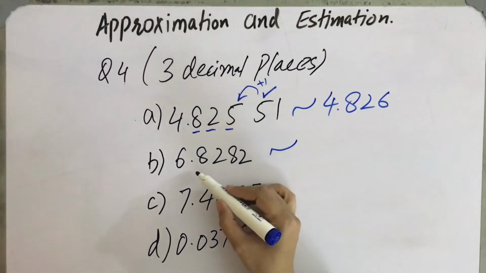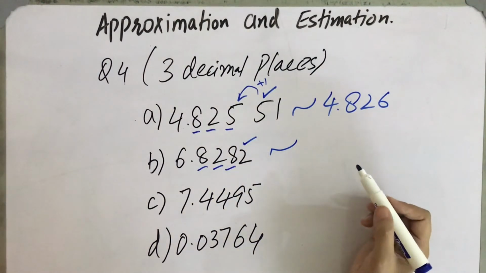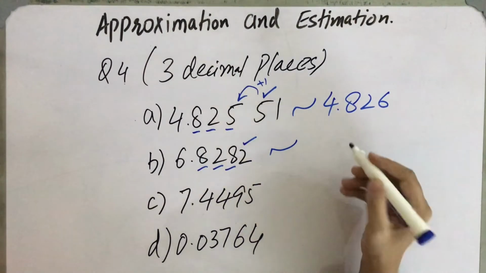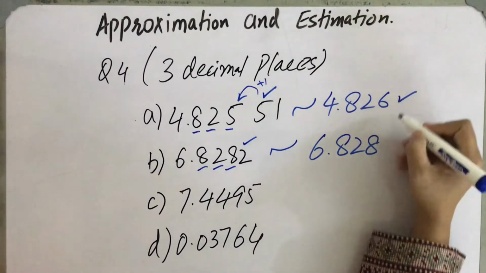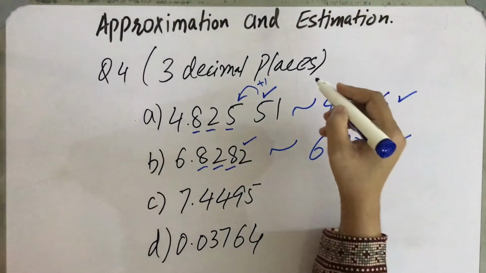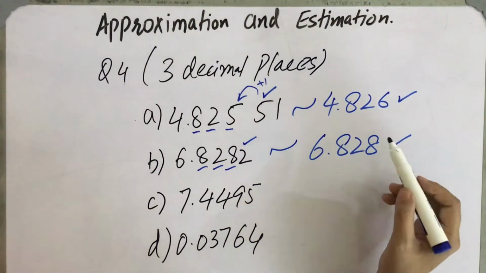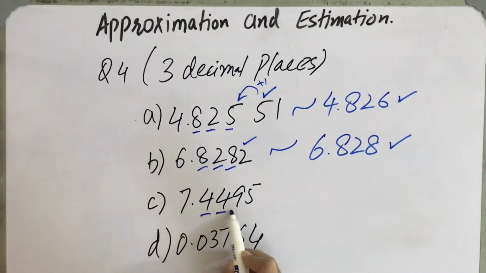We have to take 3 numbers, 1, 2, 3. This is less than 5. It will be dropped and it will give nothing to 8. So our answer will remain 6.828. Notice each answer is according to the requirement of the question. Each answer should have 3 numbers after the decimal. So it has 1, 2, 3 numbers.